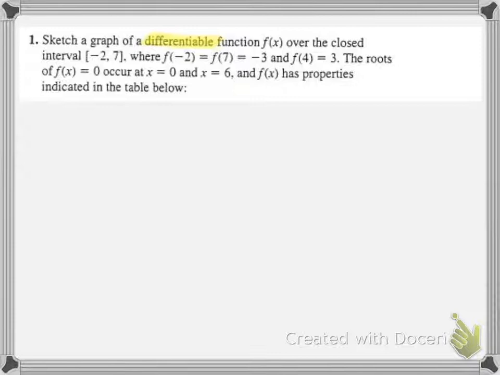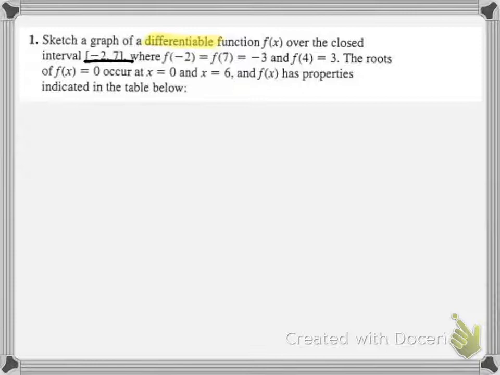Sketch the graph of a differentiable function, f of x, over the closed interval -2 to 7 inclusive, where f of -2 equals f of 7, which both equal -3, and f of 4 equals 3. The roots of f of x equals 0 occur at x equals 0 and x equals 6. And f of x has properties indicated in the table below, and the table will be on the next slide. But I do want to sit here and talk for a moment about what's going on here.